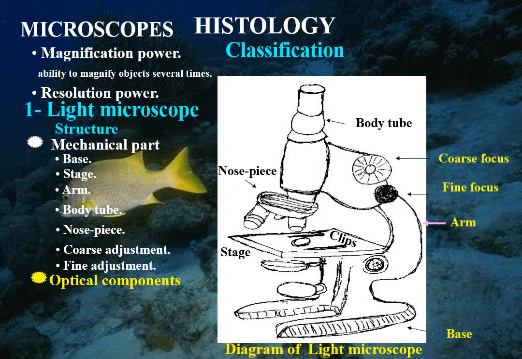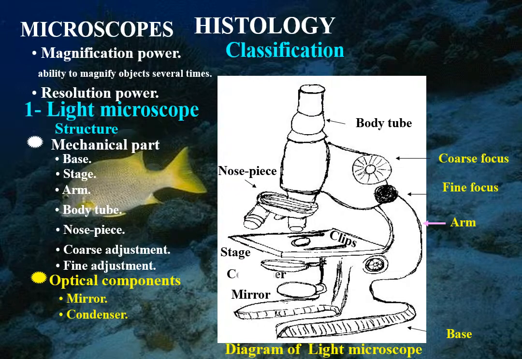Optical components are the mirror, found below the stage, which collects and directs light to illuminate the object. It is concave on one side and flat on the other. The concave mirror collects more light than the flat mirror, thus used for high magnification, providing satisfactory and enough illumination for the objects.